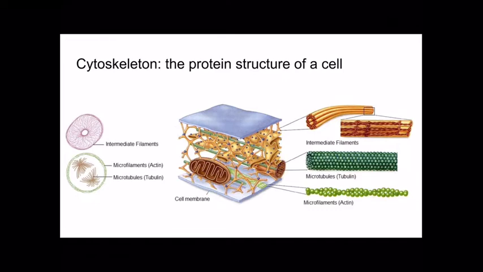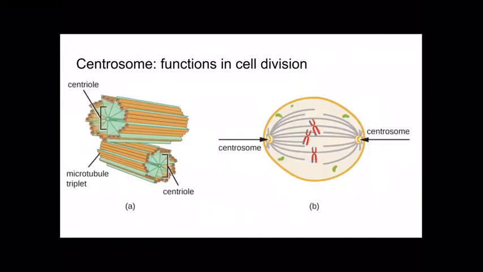All right, so those are the cytoskeleton. 3 different size protein fibers that support the shape and structure and movement of cells. That's our first organelle.